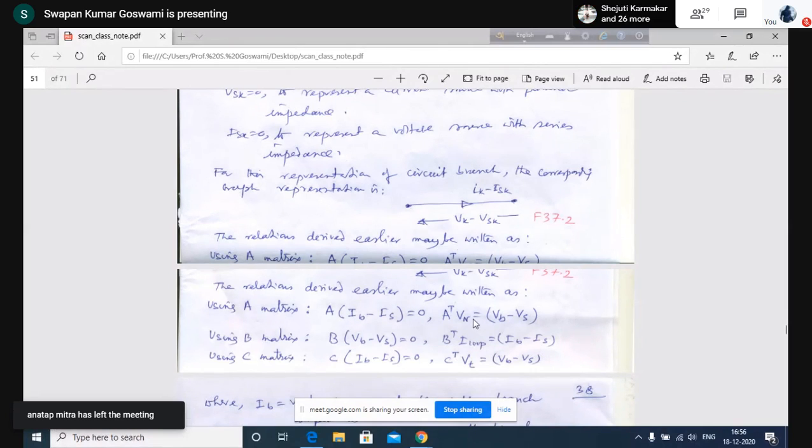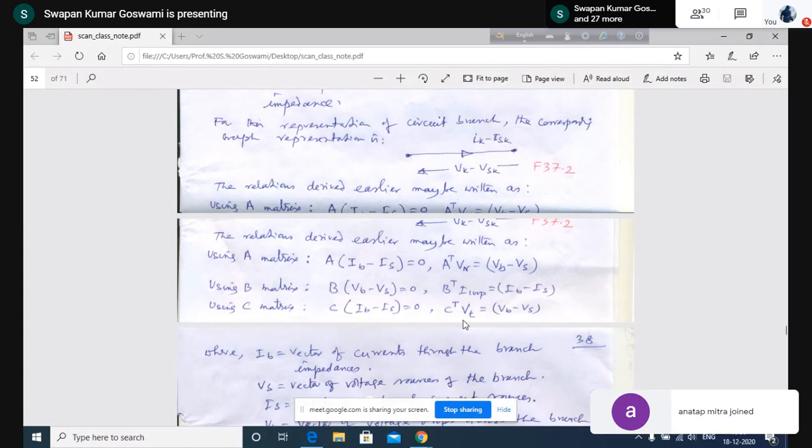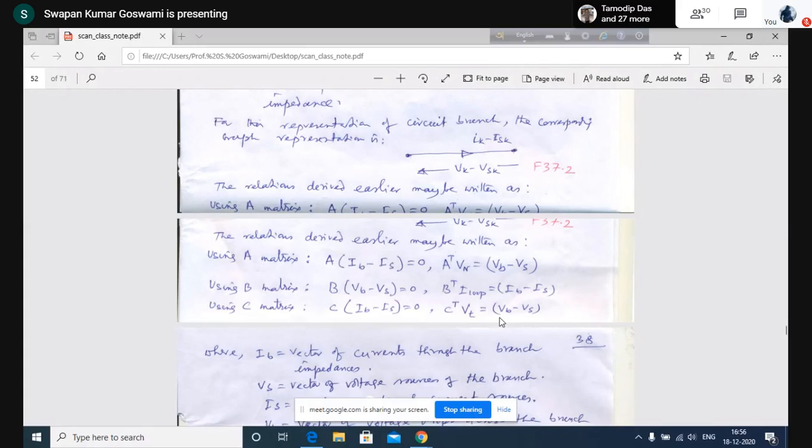Similarly, we have derived this equation also. C transpose IB minus IS equal to 0 means C times IE equal to 0. This represents Kirchhoff's current law. IE is again written as IB minus IS as before. Similarly, C transpose VT is written as VE, the element voltage, so C transpose VT equals VB minus VS, because the element voltage means the voltage drop in the branch impedance minus the source voltage in the branch.